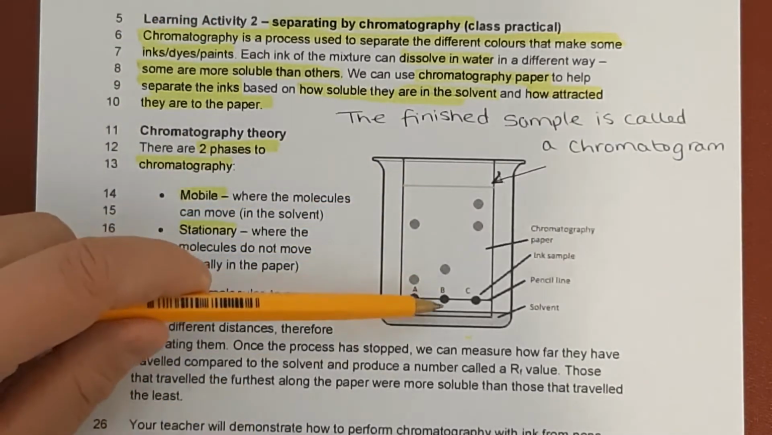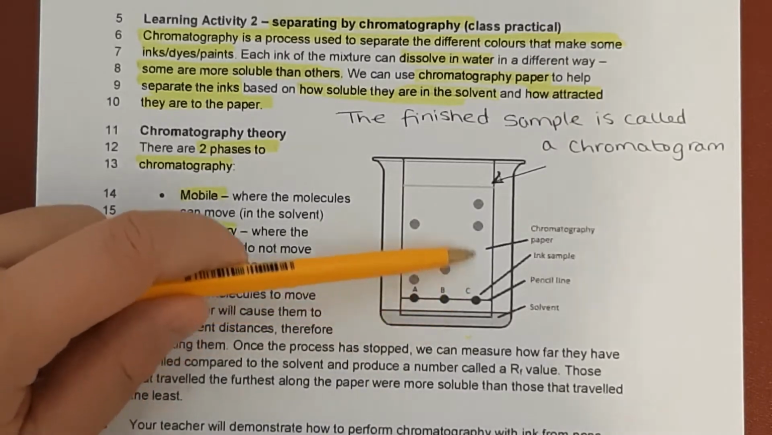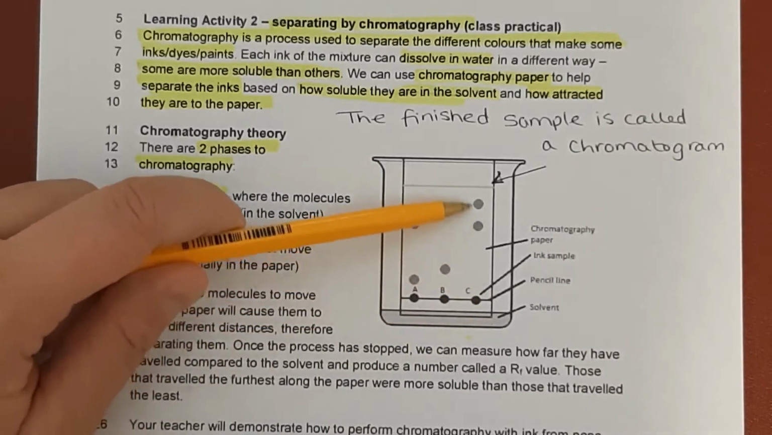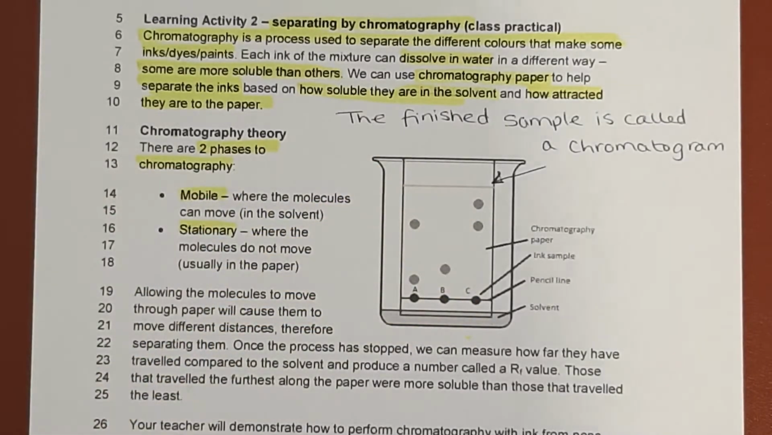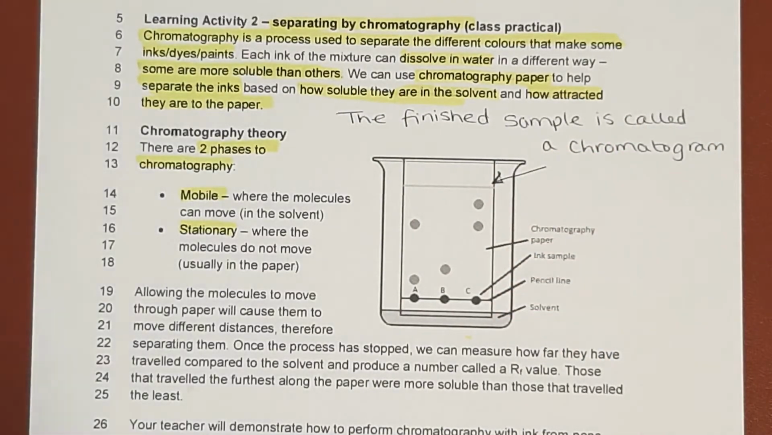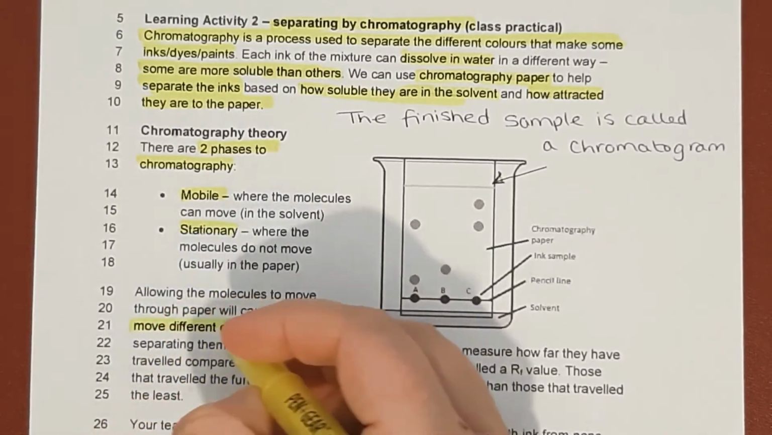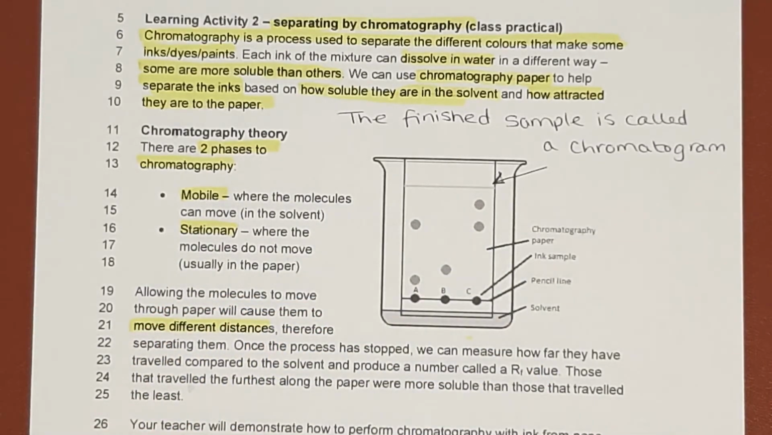Something similar has happened to B, but there's only one colour in it. And in C, it's also got two colours, but they've travelled further. The reason for that is because those inks were more soluble. So the further they travel, the more soluble the inks are. So let's go through this. Allowing the molecules to move through paper will cause them to move different distances, therefore separating them.